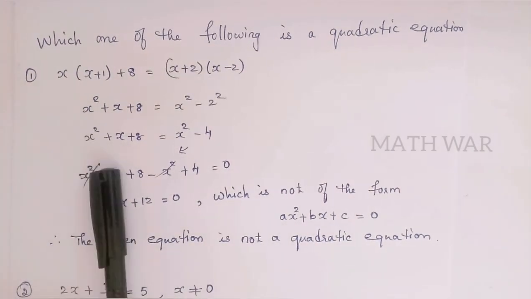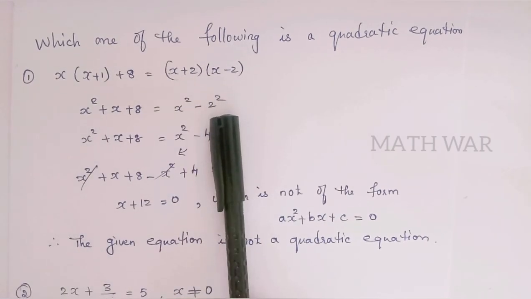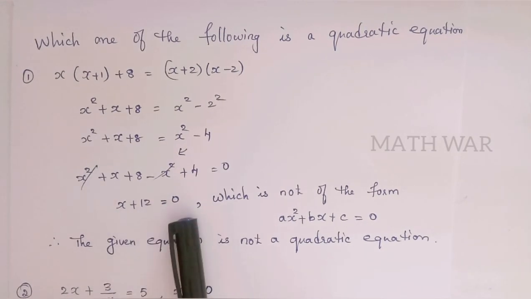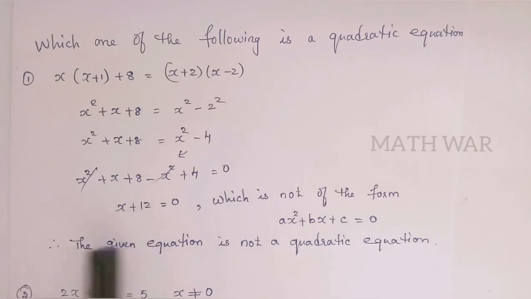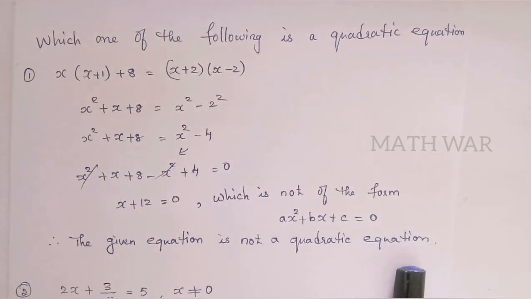So by simplifying, you will get x² + x + 8 = x² − 2². By taking all those terms to the left hand side, we got the answer as x + 12 = 0, which is not of the form ax² + bx + c = 0 because we don't have any x² term. Therefore, the given equation is not a quadratic equation.